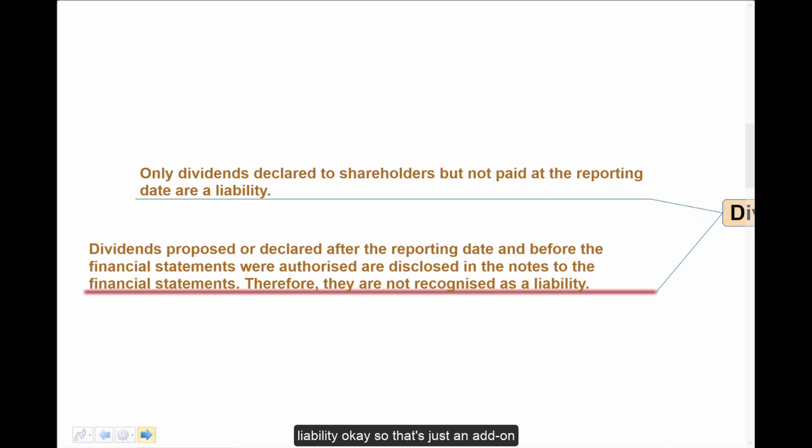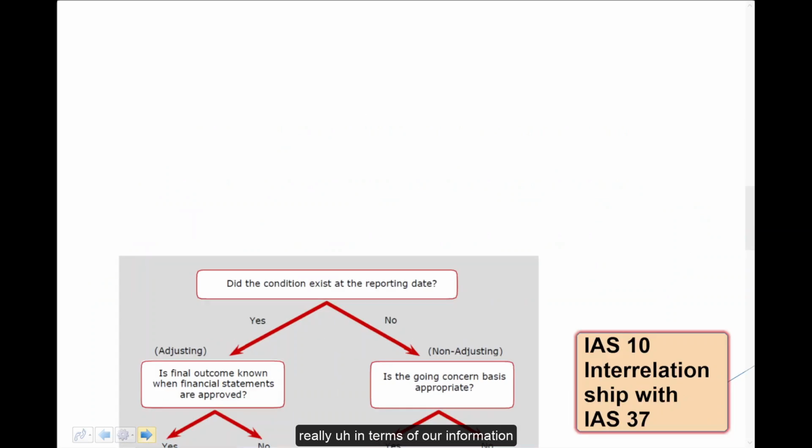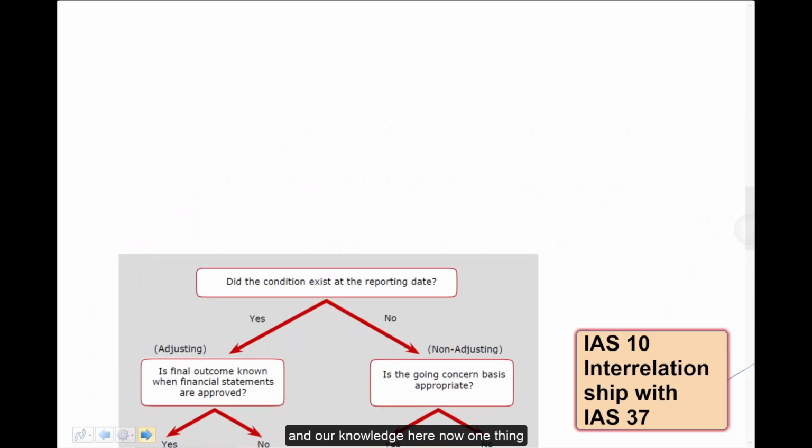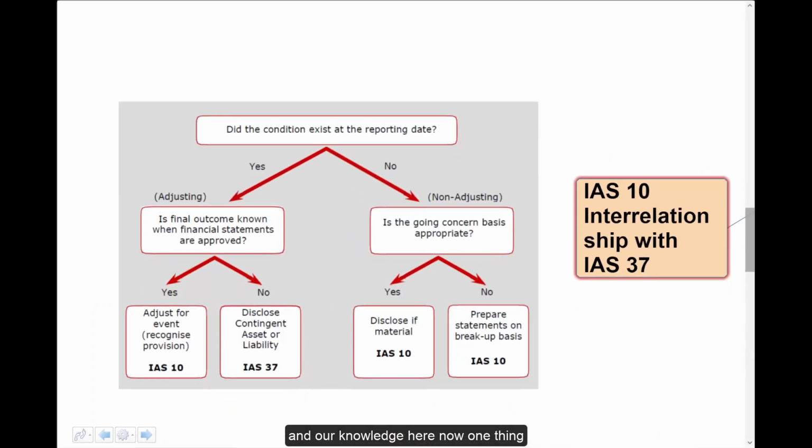Okay, so that's just an add-on really in terms of our information and our knowledge here. Now, one thing that we do need to do, and you'll see this diagram within the chapter, is just show the interrelationship between IAS 10 and IAS 37. If you're not 100% au fait as yet, we're simply talking about provisions, contingent assets, contingent liabilities. So there is certainly a link.